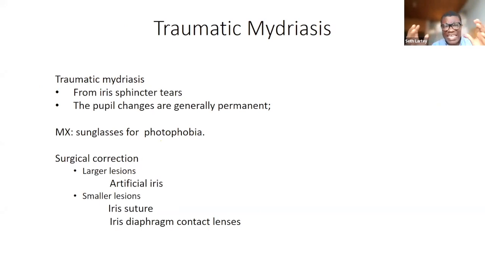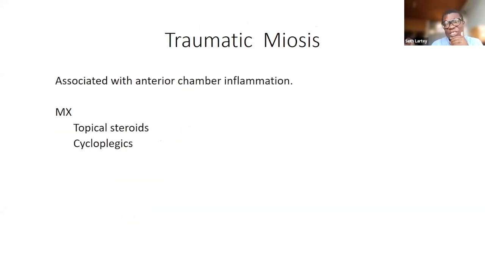In this case, if it is a very large mydriasis, then you may want to put an artificial iris into the anterior chamber. If there are smaller lesions, then the mydriasis is treated, or an iris diaphragm contact lens can be placed on the cornea.